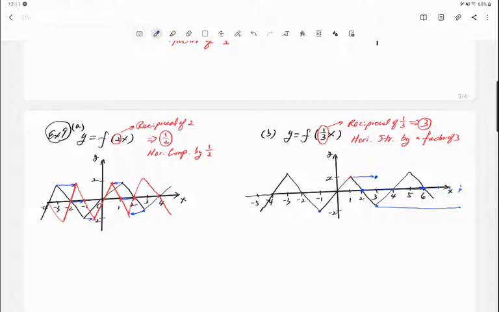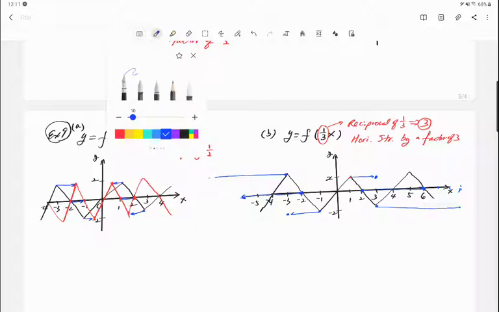So for this point, the x value is -1, so this one should go all the way to -3. And this point, -2 multiplied by 3 is -6. So it's got to go all the way to here. And this is 3, right? So 3 has got to go all the way to 9. All the way to the 9.